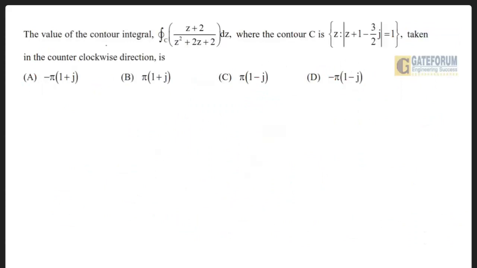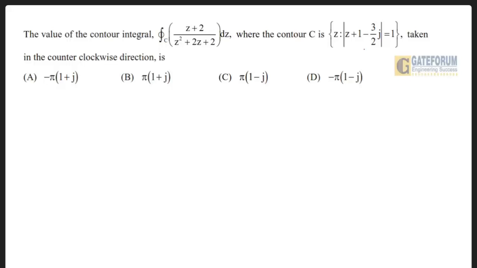The question is: the value of the contour integral over c of (z plus 2) divided by (z square plus 2z plus 2) dz, where the contour c is the set of all z such that mod of (z plus 1 minus 3 by 2 j) is equal to 1, taken in the counterclockwise direction, is? This is from engineering mathematics, from the topic complex variables, subtopic complex integration. You can evaluate the integral by Cauchy's integral formula or Cauchy's residue theorem.